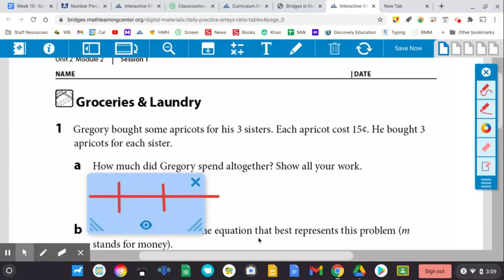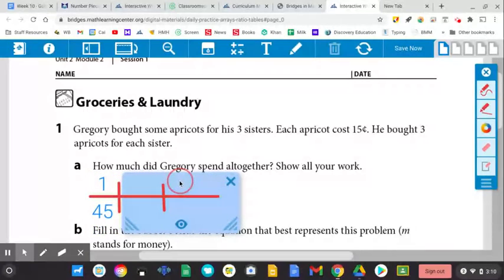Okay, so you've had some time to think about this problem that we were working on. So the first thing that we're thinking about is that what Gregory did, he wanted to buy some apricots. Each apricot costs 15 cents, and he bought 3 apricots for each sister. If we think about that in the form of a ratio table, for one of his sisters, how much money did he spend? So 15 plus 15 plus 15, 3 times 15 is 45. So for one sister, he spent 45 cents.